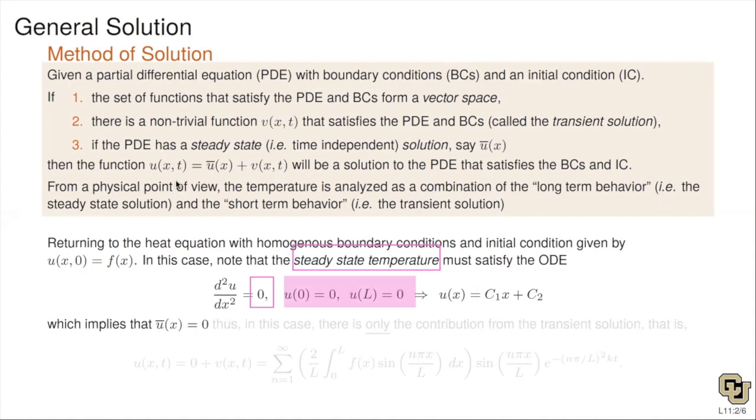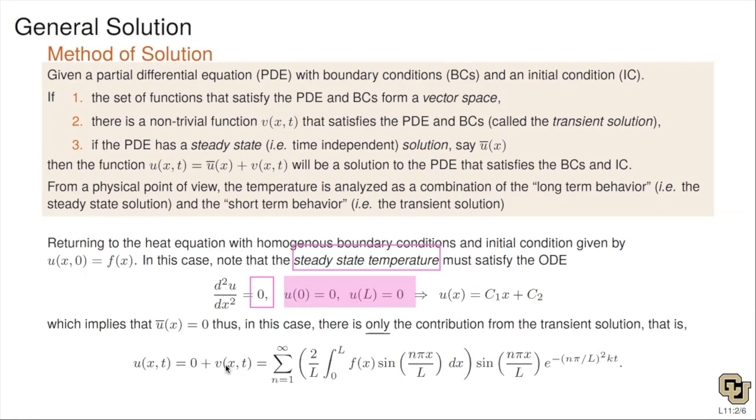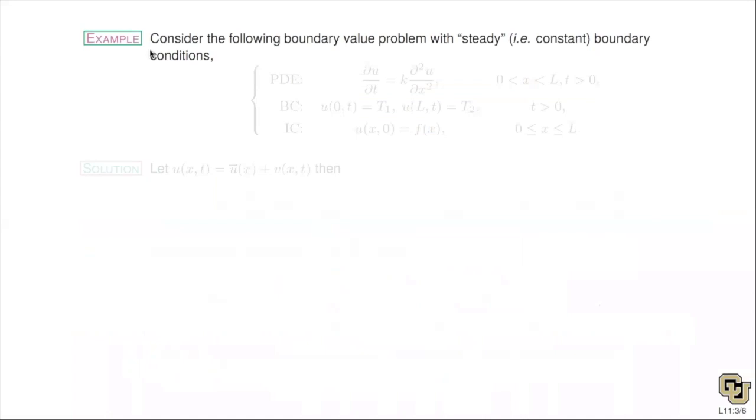So in this case, our solution actually looks like 0, the steady state, plus v of x,t, the transient solution. v of x,t is the thing we found before using separation of variables. Instead of doing separation of variables on v of x,t, I just did it directly to u of x,t, but you see they're equal, u equals v. So in general, suppose we have non-trivial Dirichlet boundary conditions, then what do we do?